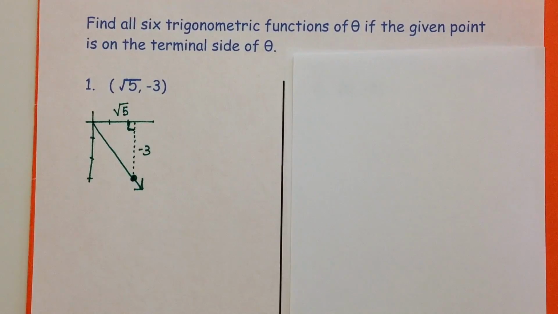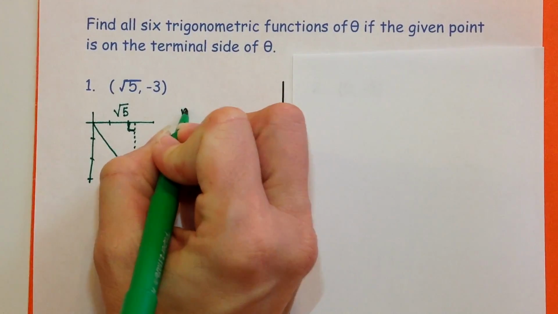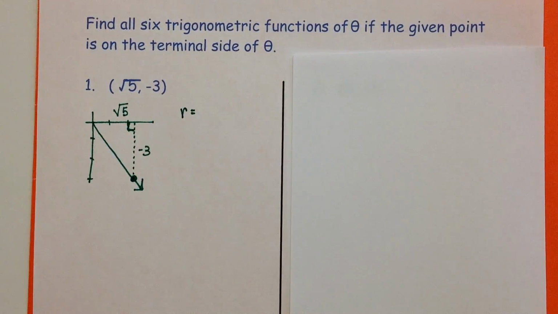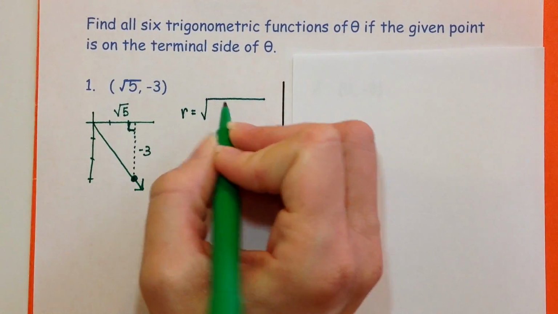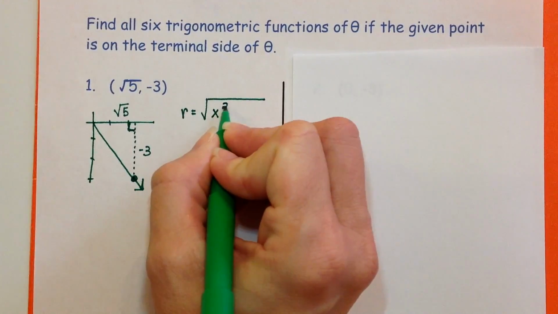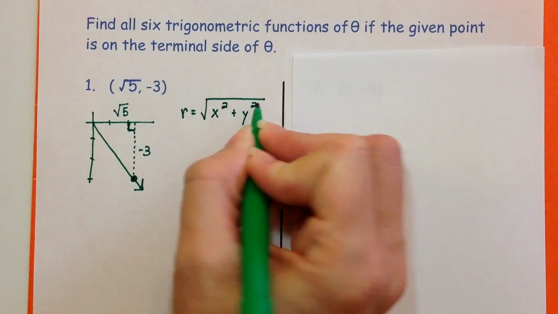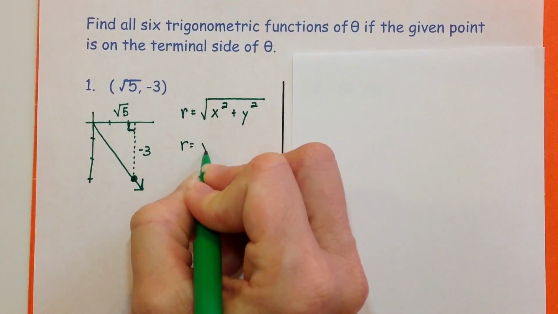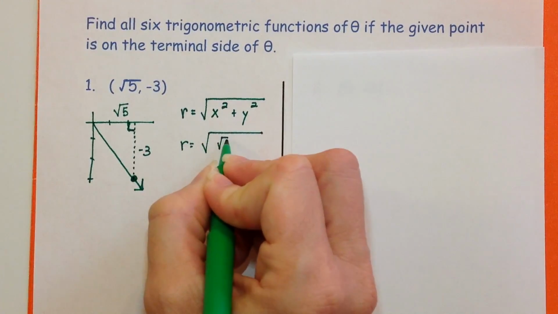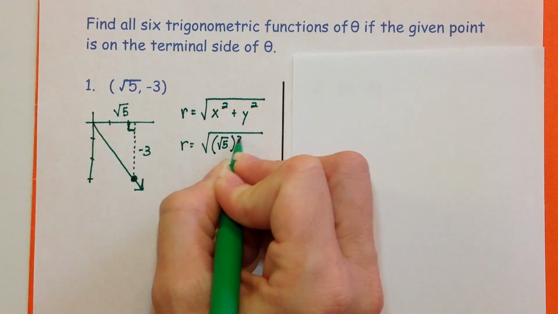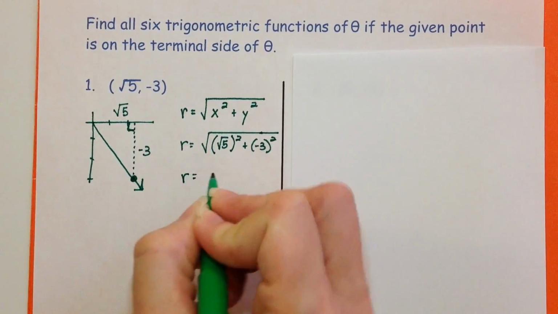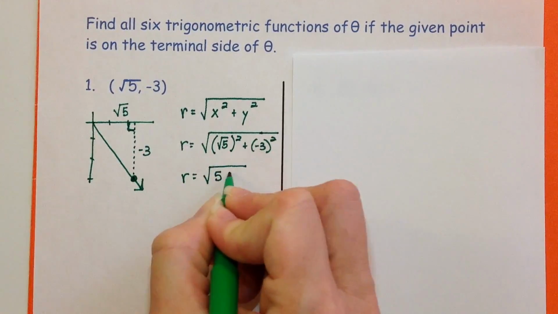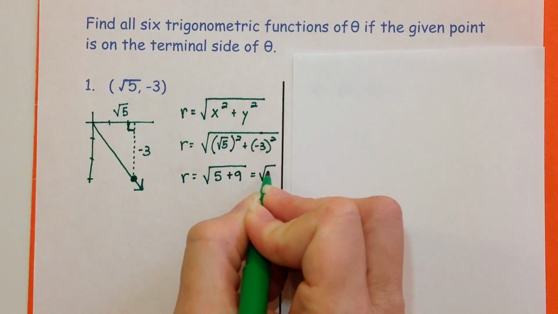Of course, I gave you the formula a while ago that you can use to find r. Now, you can use x squared plus y squared equals r squared, or you could just go straight to this form of it, which already has r on one side by itself. So using this, I'm going to have square root of 5 squared plus negative 3 squared. So I'll have 5 plus 9, which will give me square root 14.